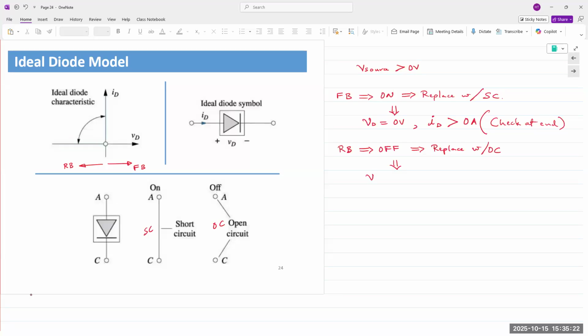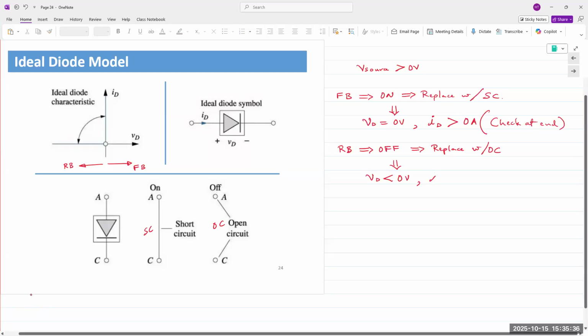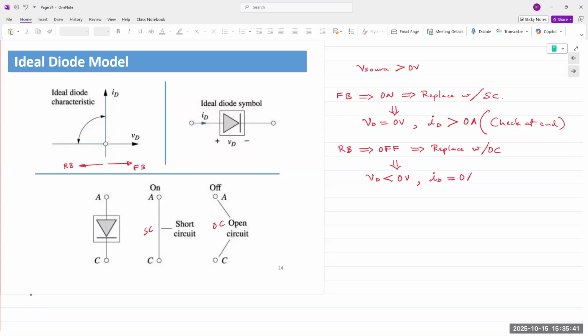So VD must be negative. It must be less than 0 volts. There is no other possibility. Also, ID must equal 0 amps. If it's reverse bias and it's open, there is no current flowing through the diode. So ID is equal to 0.